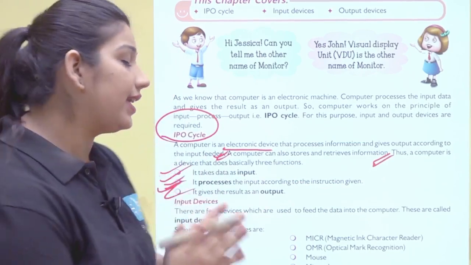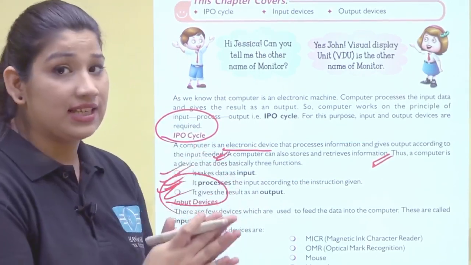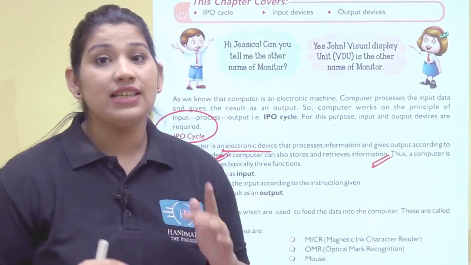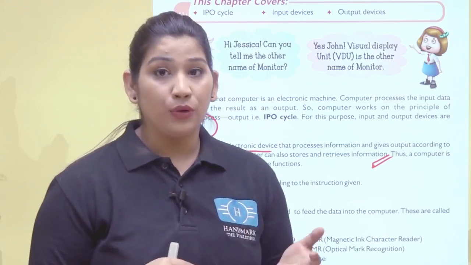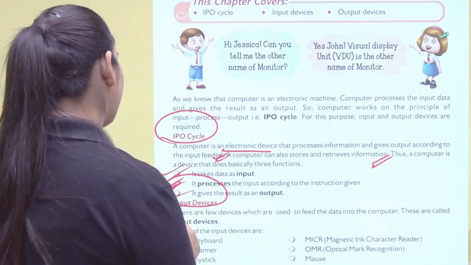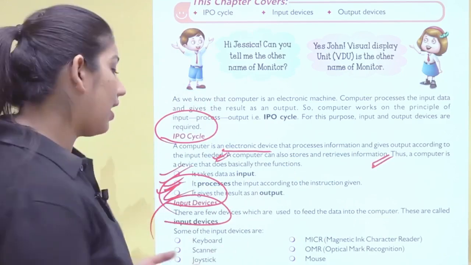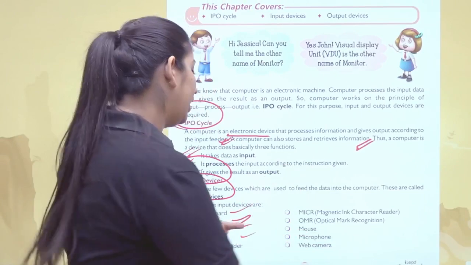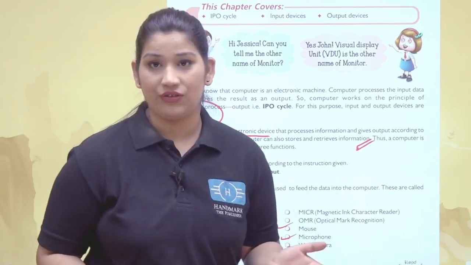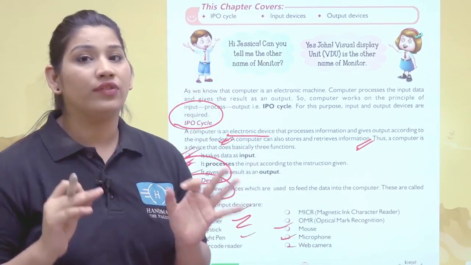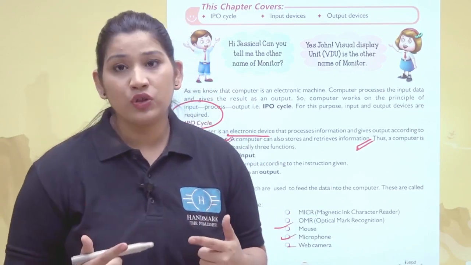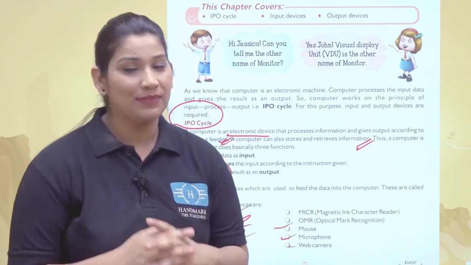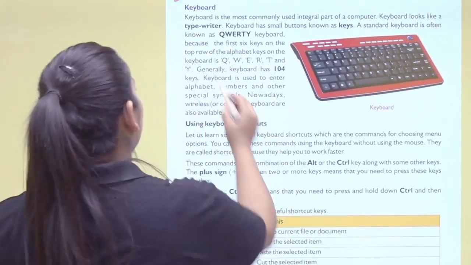Let us first understand input devices. There are devices which are used to feed instructions in the computer. The devices which are used to give instructions to the computer are called input devices. Some of the input devices are keyboard, scanner, joystick, light pen, MICR, OMR, mouse, microphone, web camera, etc. We will understand each of the input devices in detail. I will show you the picture of the input device and we will understand the functioning of the input device. Let us start first with the keyboard.